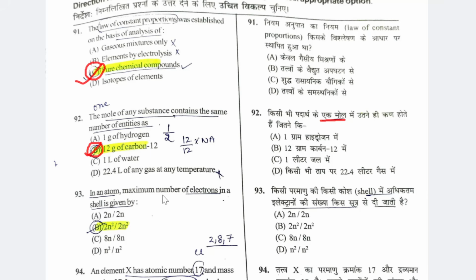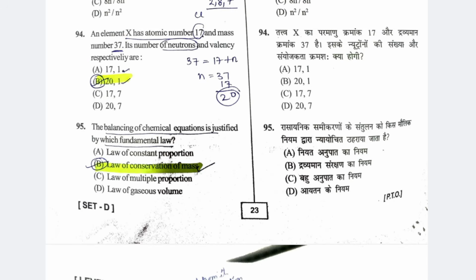In an atom, maximum number of electrons in a shell is given by 2n square. Option number B will be the correct answer. Next question. An element X has an atomic number 17 and mass number 37. Its number of neutron and valency respectively are, so neutrons are 20 and valency is 1. Option number B, 20, 1 will be the correct answer.